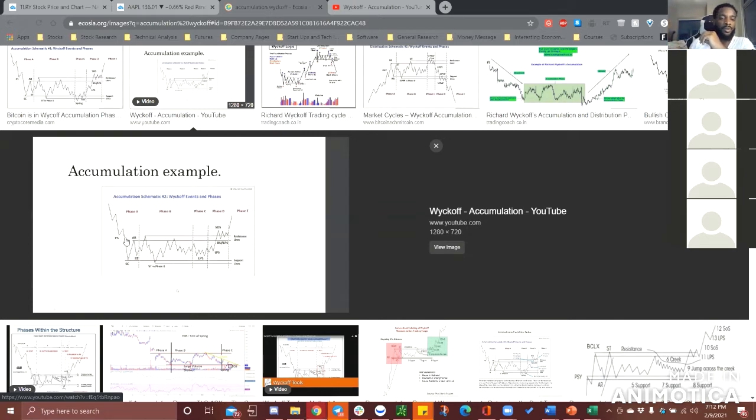The Wyckoff accumulation schematic basically puts price into five different phases, where once it's starting to mark down, it finds a preliminary support. That's what's known as PS, a preliminary support. That's where you start seeing price start to drop.